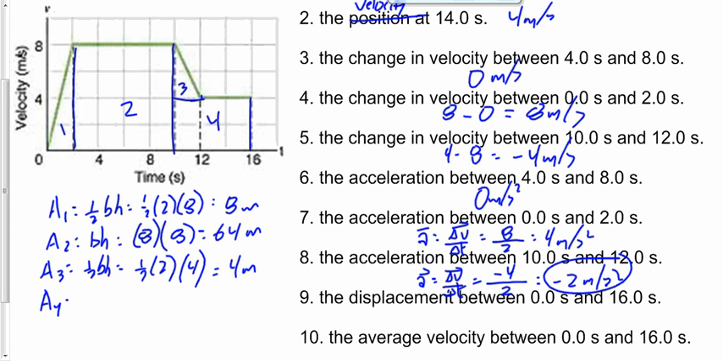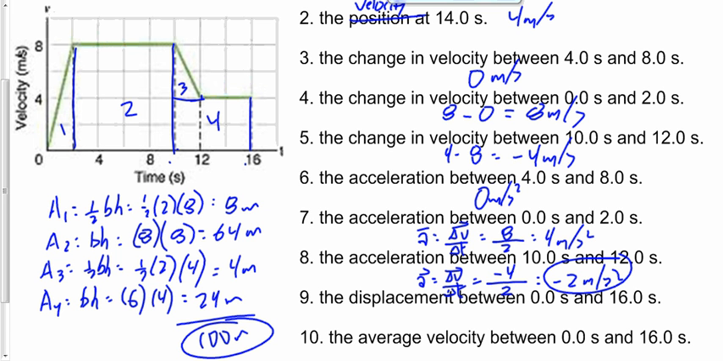And area 4, it's base times height again because it's a rectangle. The base is going to be from 10 to 16. The height is from 0 to 4. We add those up. 72, 76, 100, isn't it? 100 even. Good.